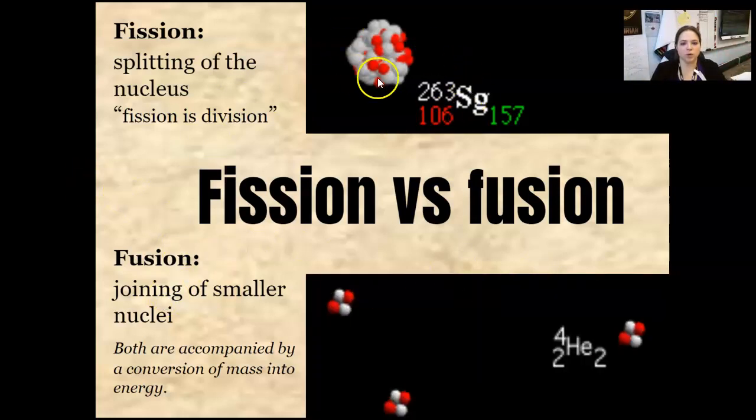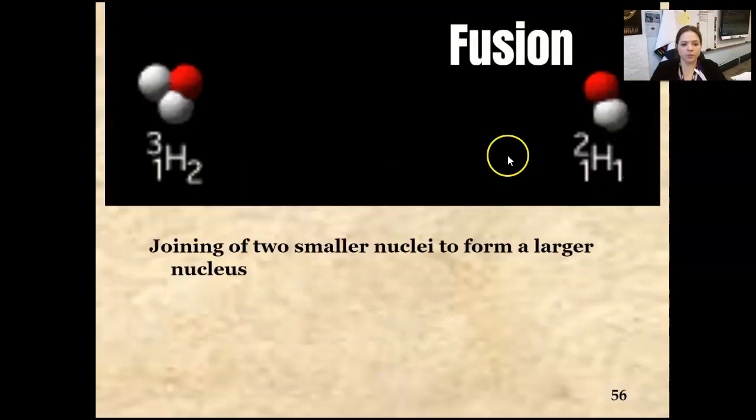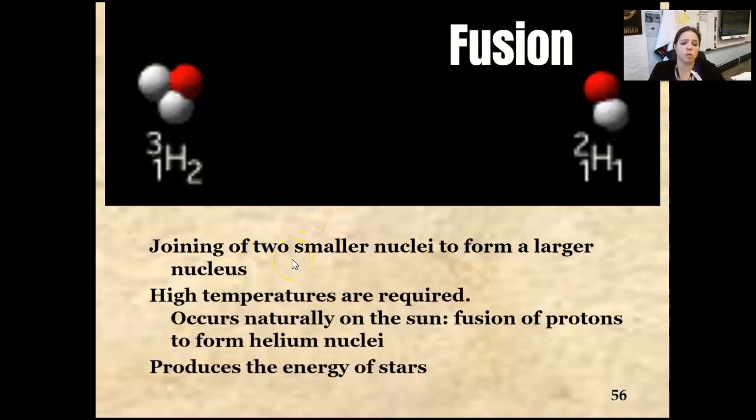Okay, so fusion. I don't know if it's going to show you the fusion one, but here's fusion. Joining two smaller nuclei to form a nucleus. High temperatures are required, so it doesn't happen on Earth. It happens on the sun and many stars. It's the fusion of protons to form helium nuclei. And remember, a proton is hydrogen. And this powers the sun. So you smash a hydrogen and a hydrogen together, and you get a helium.